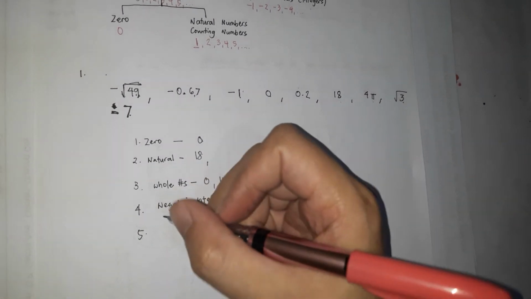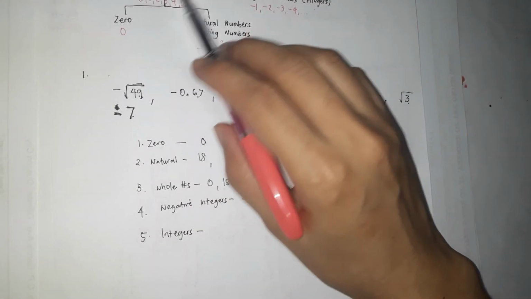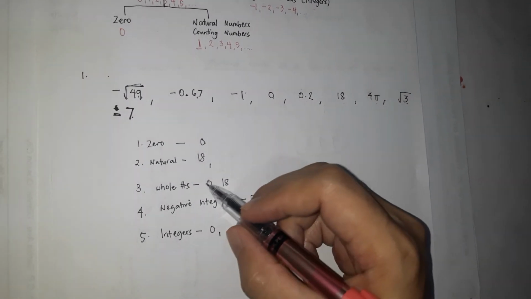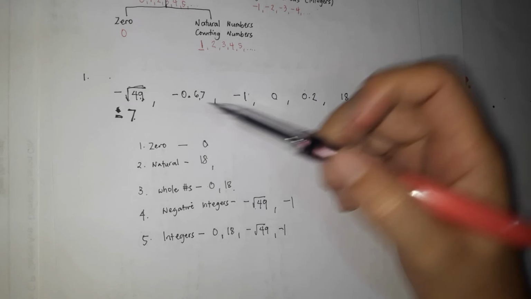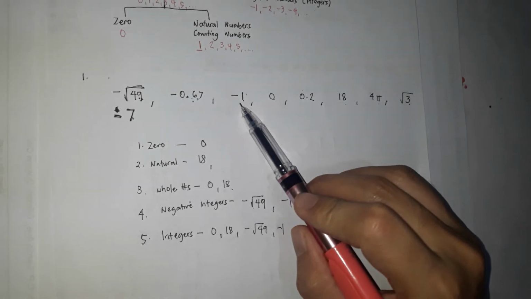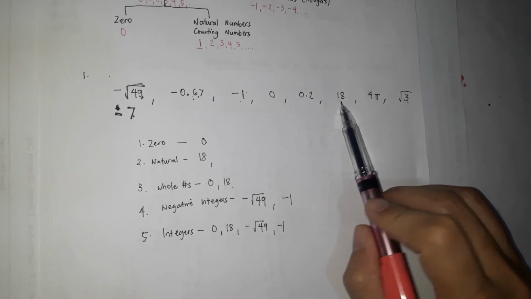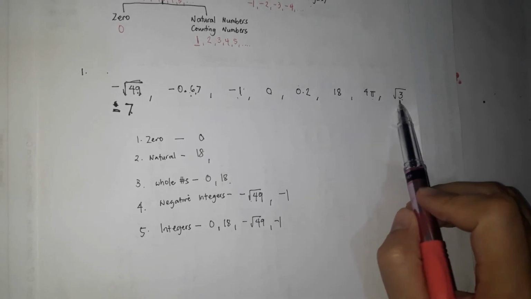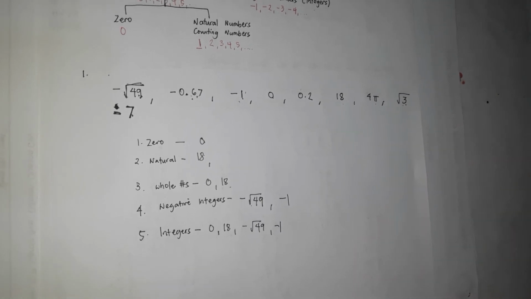Number 5, we'll have now the integers. The integers are the whole numbers and the negative integers. So 0, 18, negative 49, negative 1 are integers. Is this an integer? Yes, because negative 7. Integer? No, because it has a point. Negative 1? Yes. 0? Yes. 0.2? No, because it has a point. 18? Yes. 4 pi? No, because we know that pi is 3.14, so it has a point. Square root of 3? No, because the square root of 3 is 1 point, and so on and so forth.